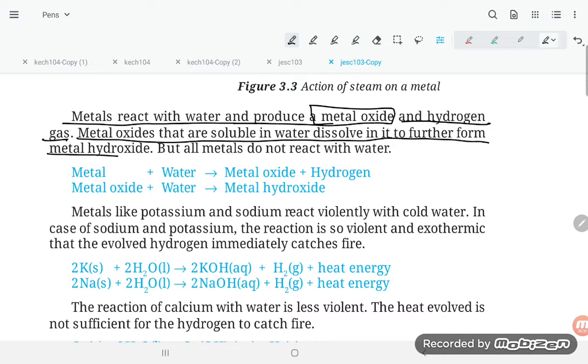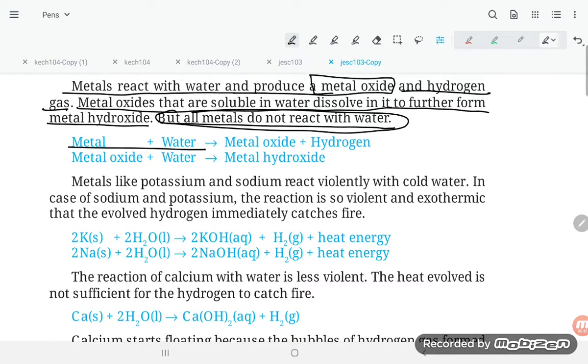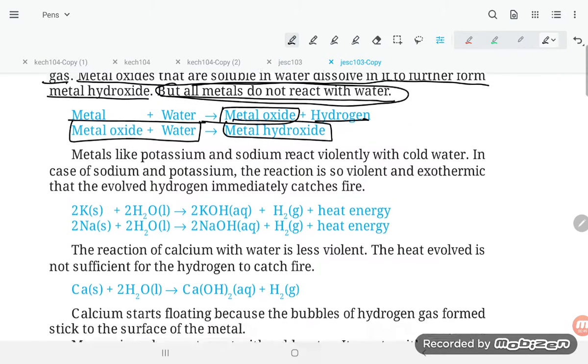to further form metal hydroxide, but all metals do not react with water. Okay, but all metals do not react with water, that you have to keep in mind, students. Like metal plus water gives metal oxide plus hydrogen gas, metal oxide plus water gives metal hydroxide, students, right?